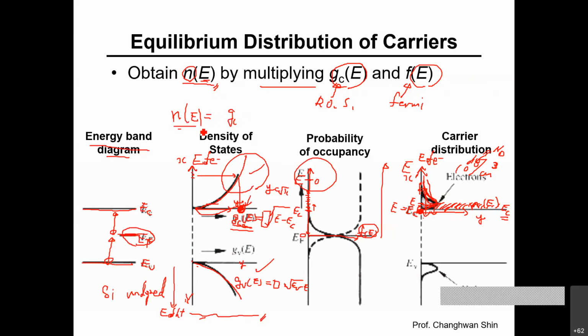To estimate the number of electrons at each energy level, the first question is how many energy states are available, and then how likely those energy states are filled with electrons. If you still have trouble understanding this concept, suppose that there are 3 empty chairs, and each chair has a 1/3 probability of finding a person. So the probability of finding a person is 1/3.